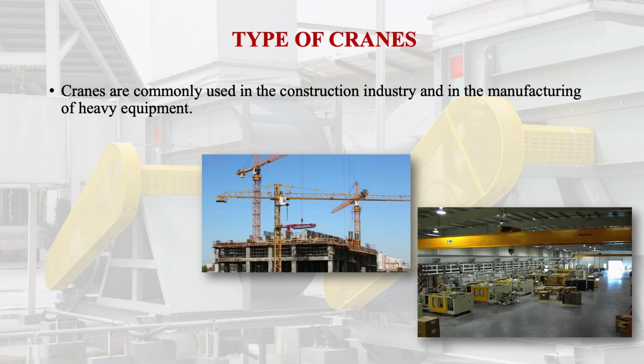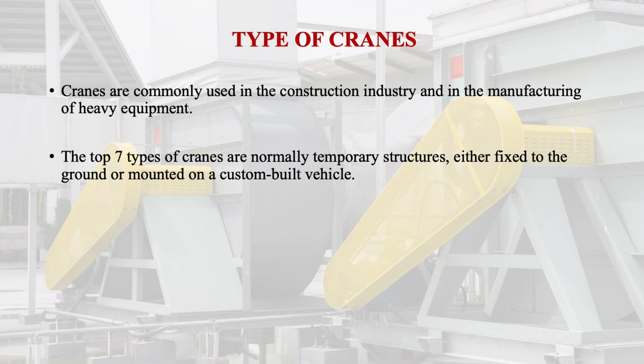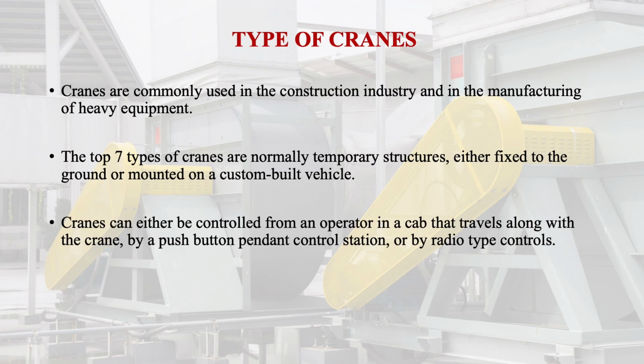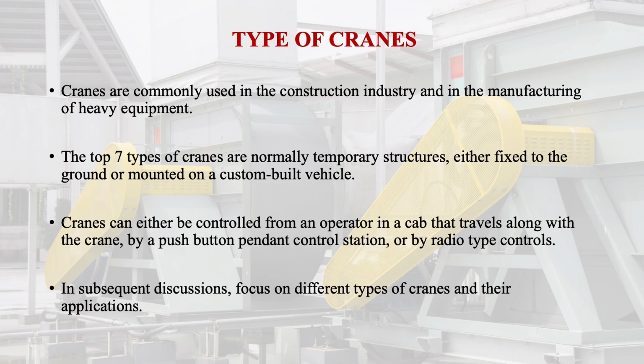There are several types of cranes. Cranes are commonly used in the construction industry and in manufacturing of heavy equipment. The top 7 types of cranes are normally temporary structures either fixed to the ground or mounted on a custom-built vehicle. Cranes can be controlled by an operator in a cab that travels along with the crane, by push-button pendant control stations, or by radio-type controls. In subsequent discussions, focus on different types of cranes and their applications will be given.